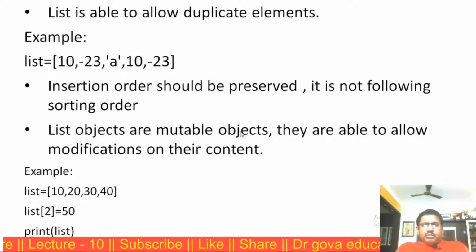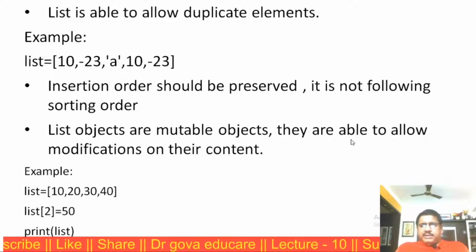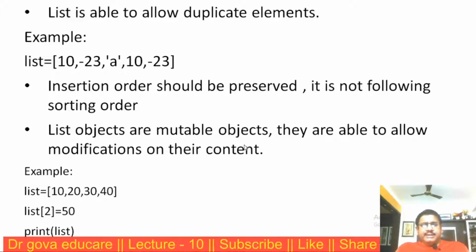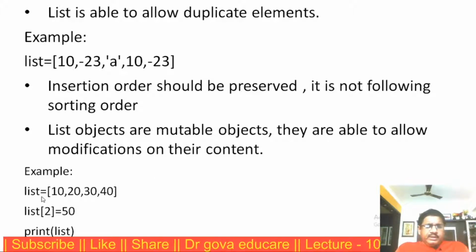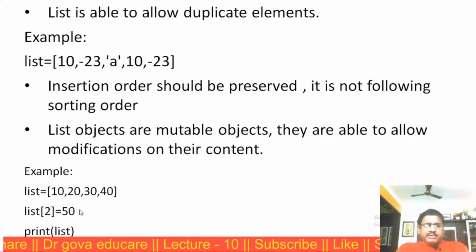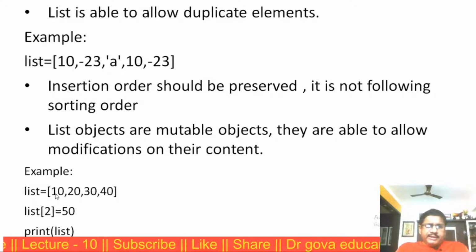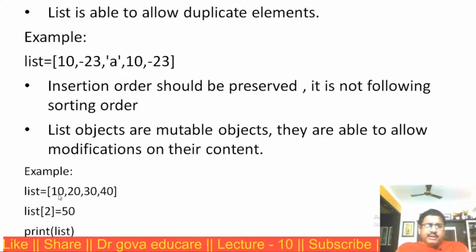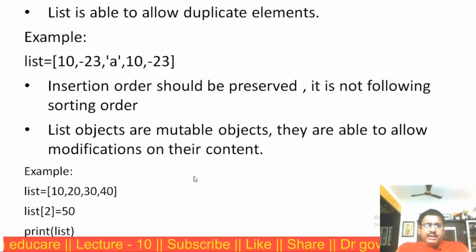List objects are mutable objects. They allow modifications on their content. That means this is the example, list 10, 20, 30, 40. I am modifying the second index, that is 0, 1, 2. Now after displaying this, the output is 10, 20, here 30 is replaced by 50, and 40.